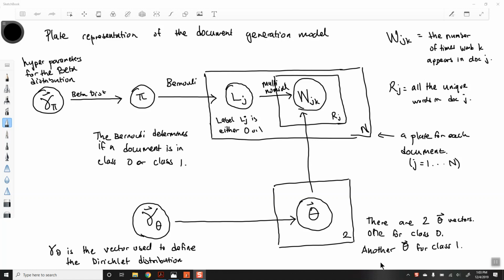All right, so this is where we left off on Monday, and we're talking about our document generation model. There is a correction I need to make. R_j here is not all the unique words, but just straight the number of words in document j.